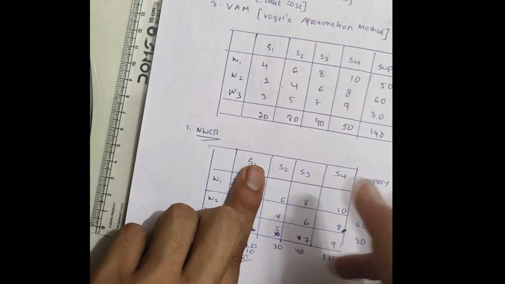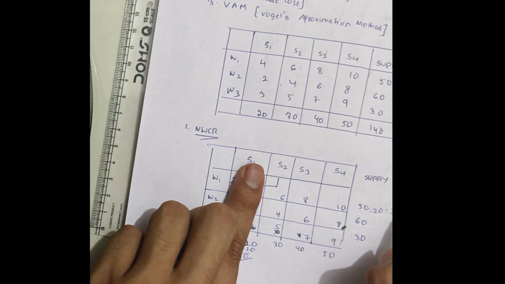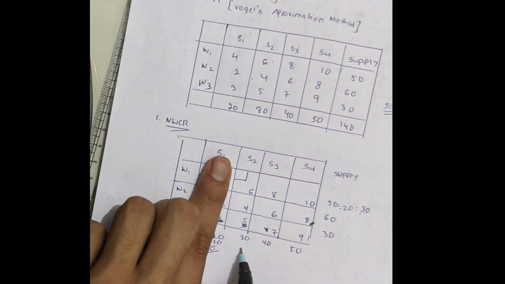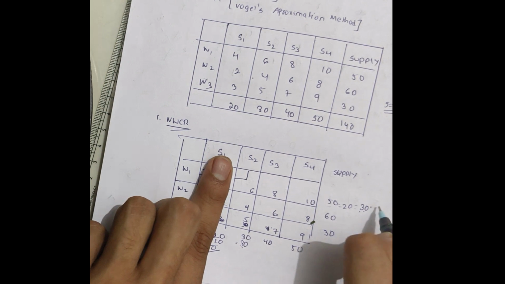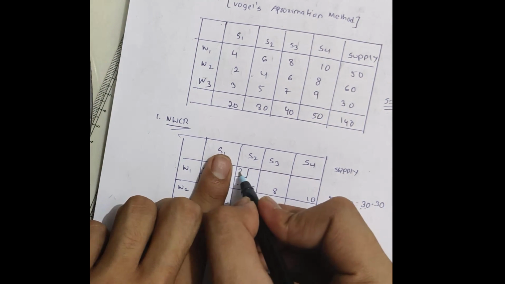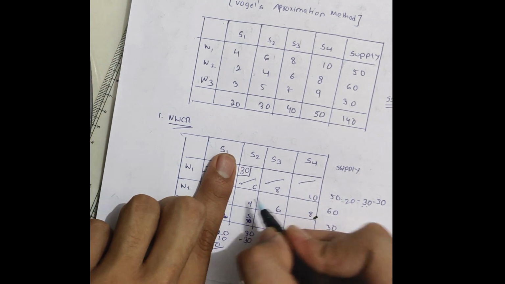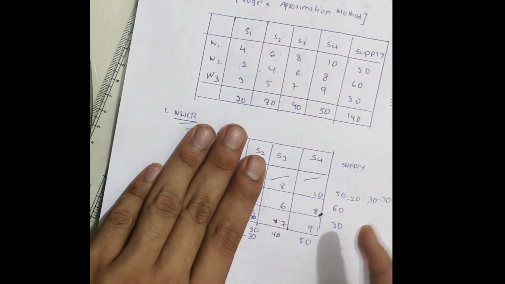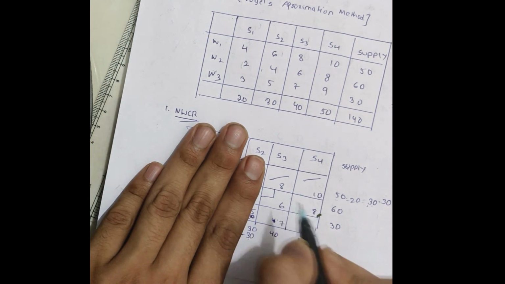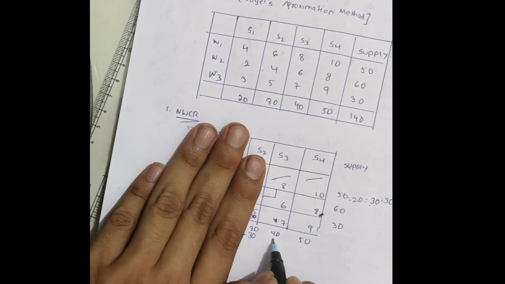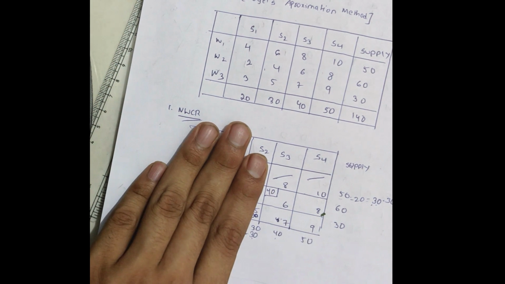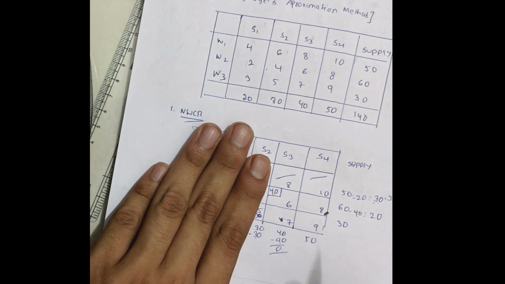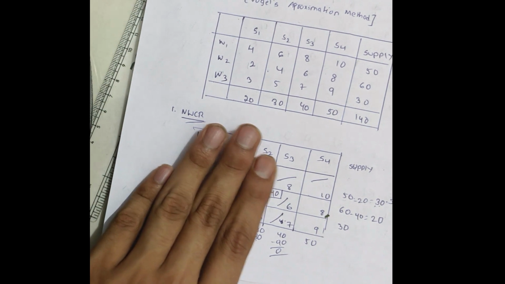Again, the first cell is this one. Now supply is 30 and demand is also 30, so minus 30, minus 30 leaves 0. So this row is cancelled and this column is also cancelled. Next, these two are completed, and we go to the next one. Now supply is 60 and demand is 40. The least one is demand, so I have written 40. 60 minus 40 equals 20, and this one will be completed.